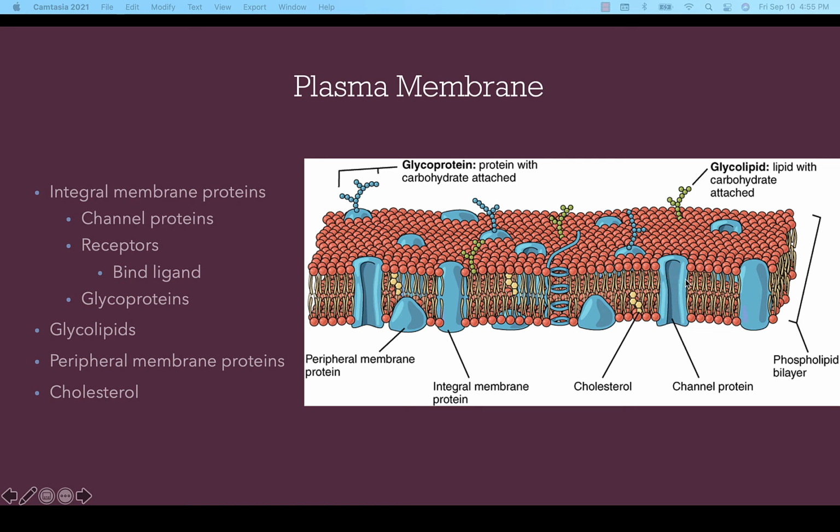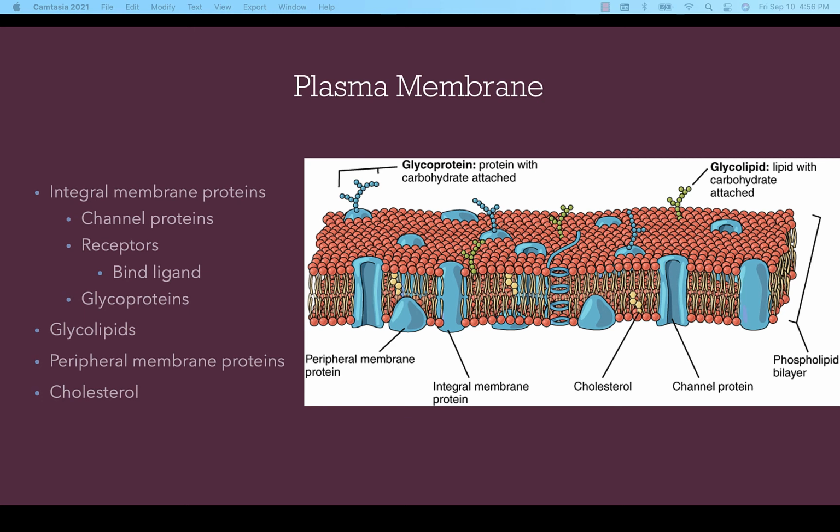Other integral membrane proteins can be cell recognition proteins like receptors, which selectively bind to a specific molecule outside the cell to cause a chemical reaction inside the cell. A ligand would be the molecule that binds to the receptor and activates it. Some integral membrane proteins even serve dual roles as both a receptor and an ion channel. The ligand would bind to the receptor and change its shape and open up a channel, allowing certain substances to pass through that channel.